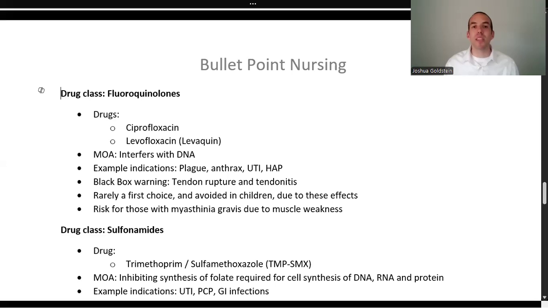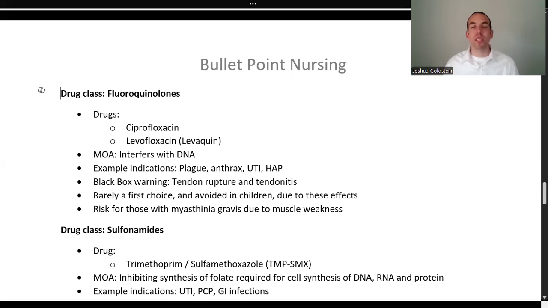They have a black box warning that they can cause tendinitis and tendon rupture. So certainly don't give this to a patient that has a history of those. But in general, we don't use it as a first-line drug because of this issue, even though it's a really good drug. We use this for lots of different things, including the plague, anthrax, UTI, hospital-acquired pneumonia.